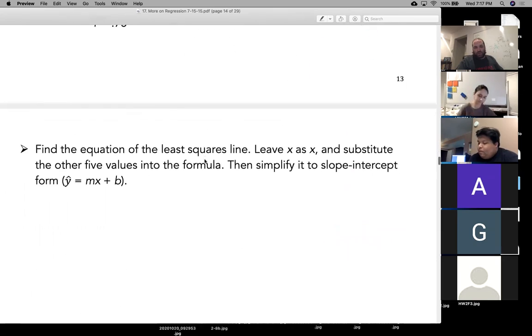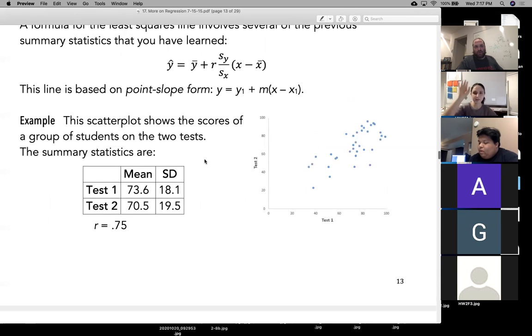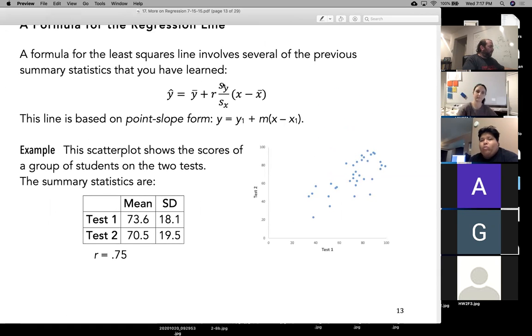So we have the formula for the regression line. Then we have S sub y over S sub x. What is S sub y over S sub x? Standard deviation of y over standard deviation of x. And then you have times x minus x bar. X is what? And x bar is what? It's one data value, the x of that data point, and then minus the mean for the x's.